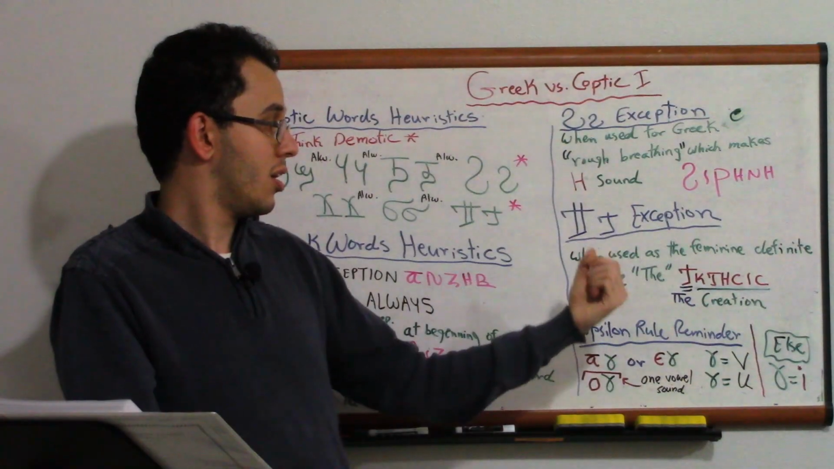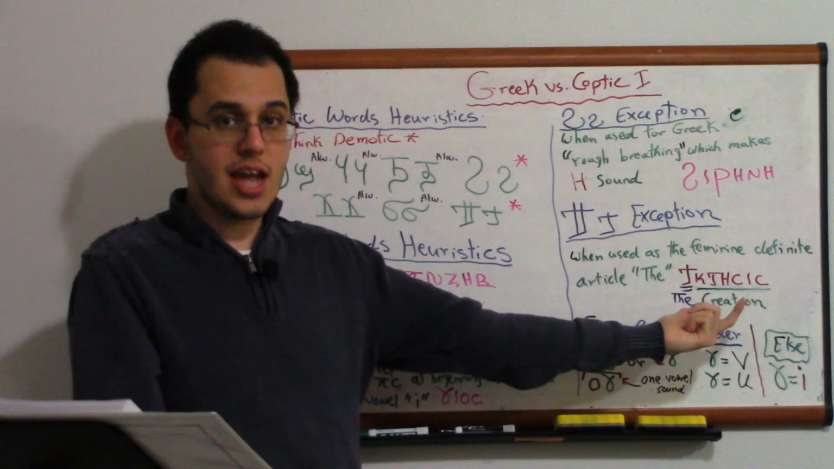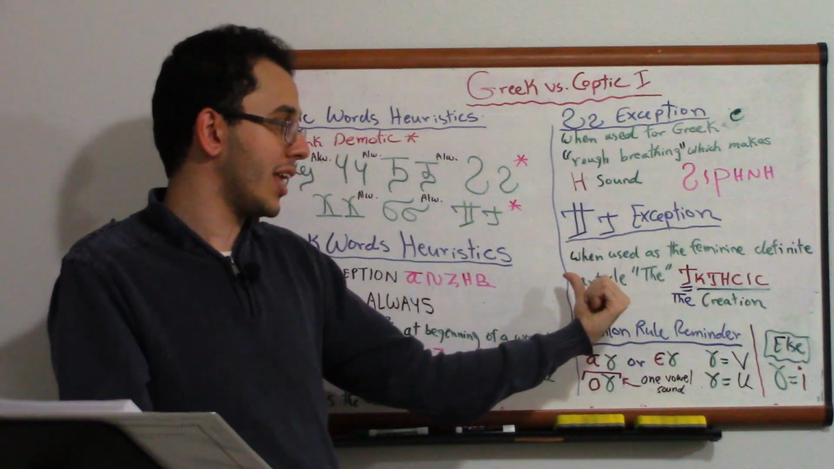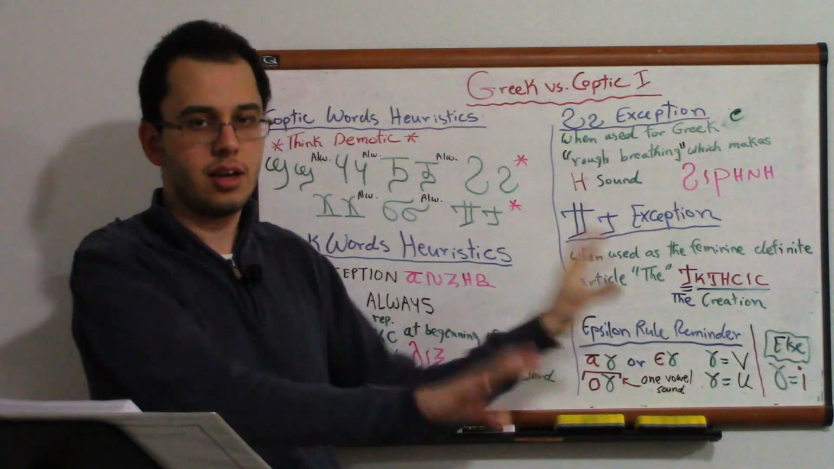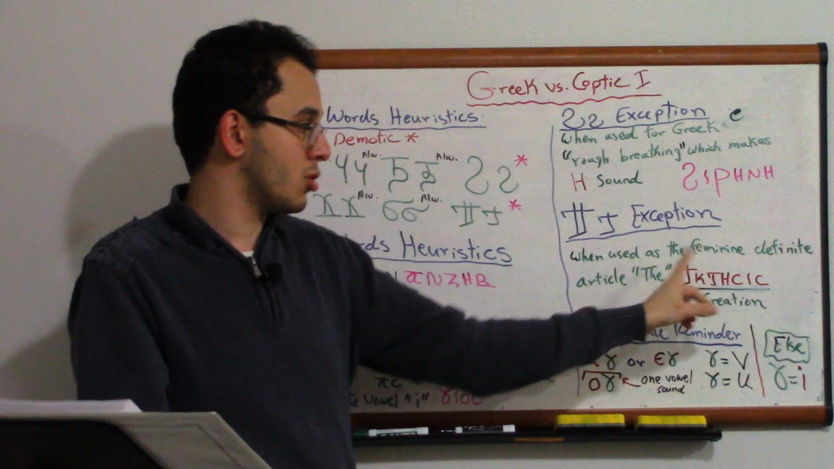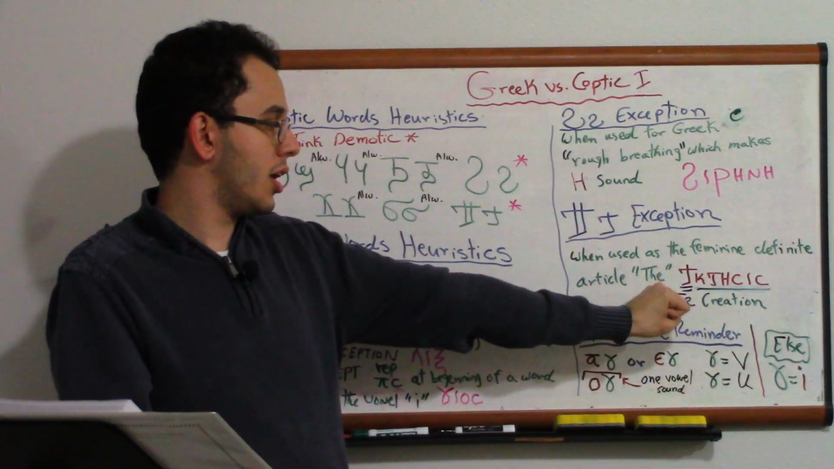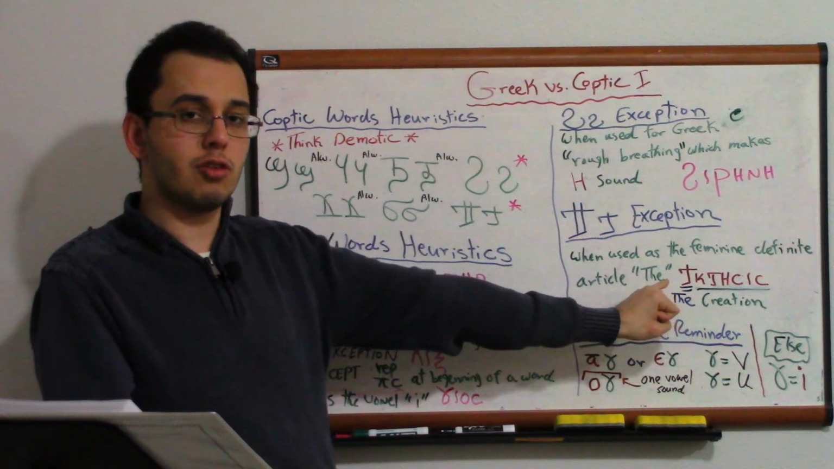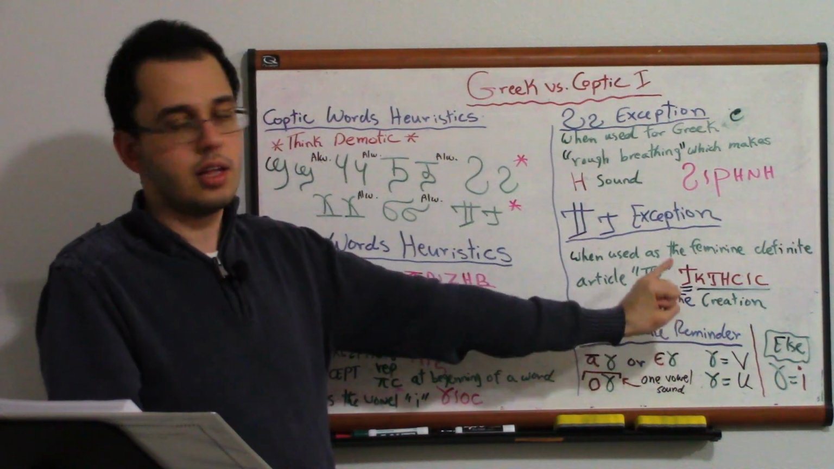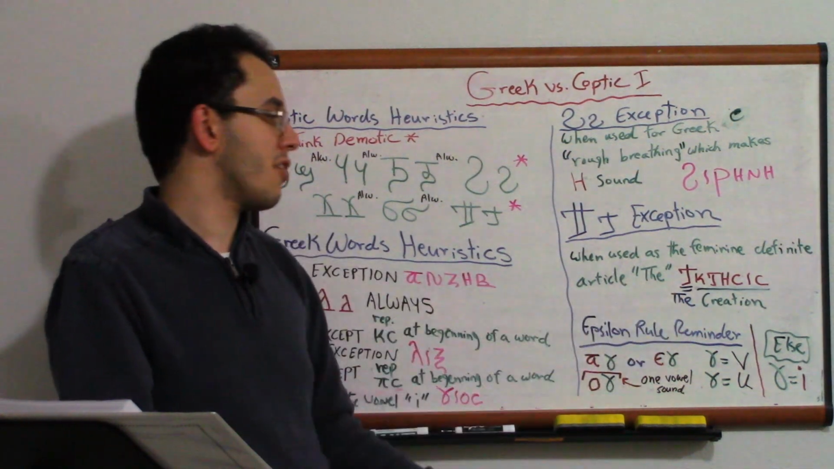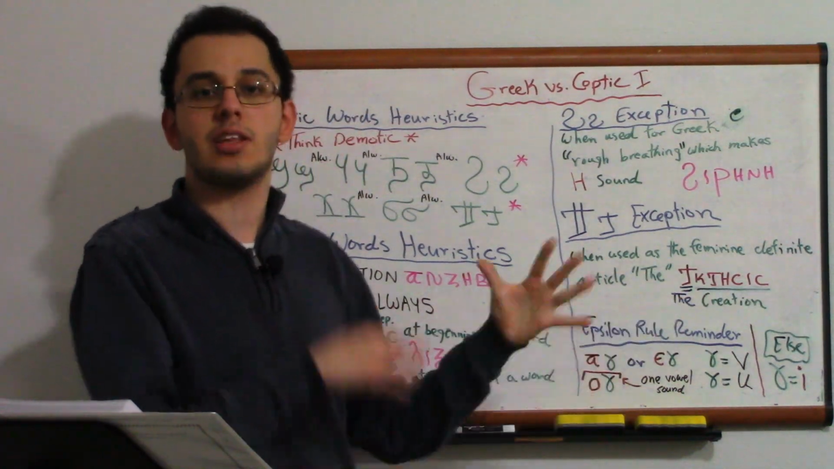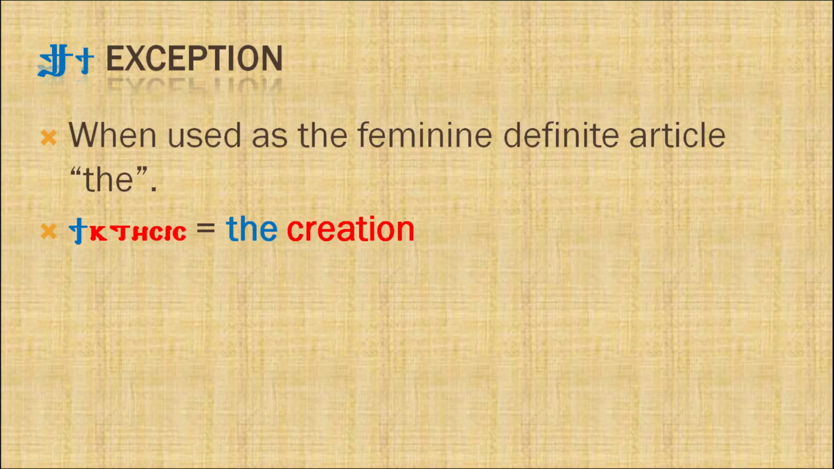And so ktisis, creation, when you put a T before it, taking ktisis, it becomes "the creation". So ktisis, without the T, is Greek, but it has a T in front of it as a feminine definite article, and therefore you might think it's Coptic because it has a T, but it's not, it's Greek. This is a definite article, not actually a Coptic word. So be very careful of this, know about those exceptions.